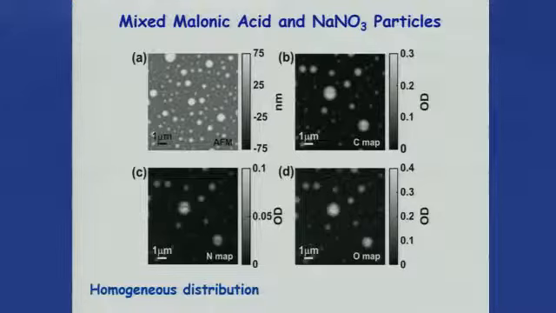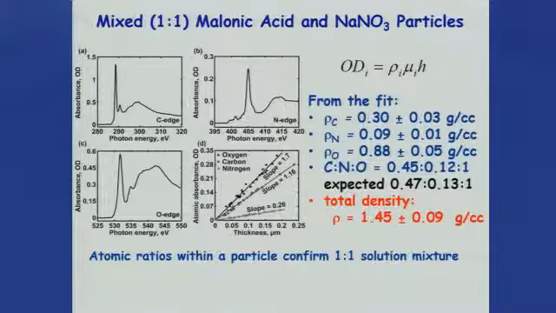So we looked at more complex systems. So we looked at the mixtures. This is an example of looking at the malonic acid and sodium nitrate. So we see a very nice homogeneous mixture in the AFM and carbon, nitrogen, oxygen maps. So we did exactly the same approach. So we collected the spectrum. We also determined what is the slope for the AFM measurements. And then we identified the atomic densities, carbon, nitrogen, and oxygen. So we can determine the atomic ratios in a quantitative manner for carbon, nitrogen, and oxygen.